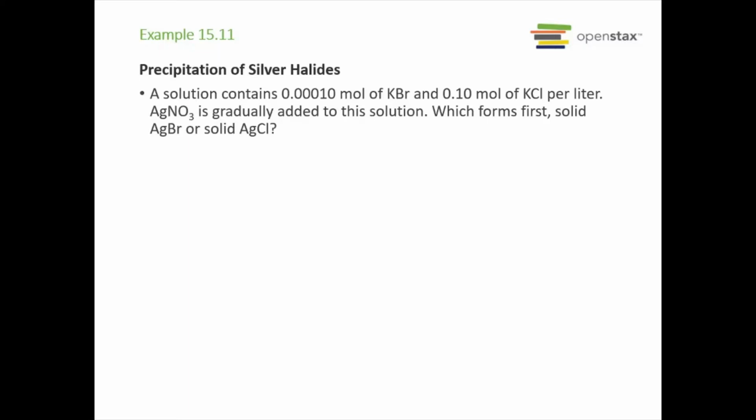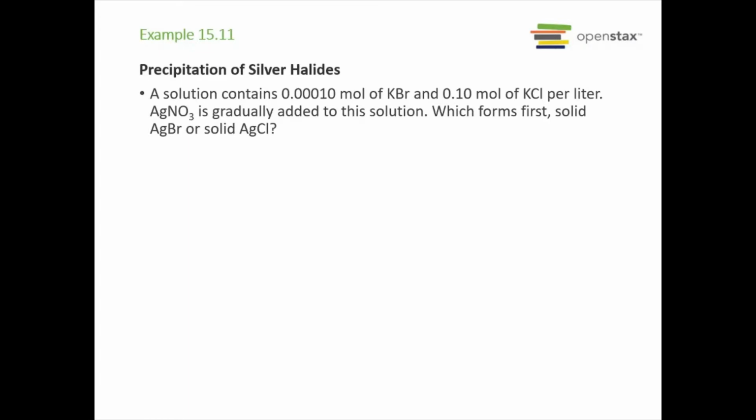All right, so example 15.11, a precipitation of silver halides. We're told the solution contains 0.00010 moles of potassium bromide and 0.10 moles of potassium chloride per liter. We add silver nitrate gradually to the solution, and we want to know what forms first, solid silver bromide or silver chloride. So this is one of those questions that we cannot just guess based off of the KSPs.